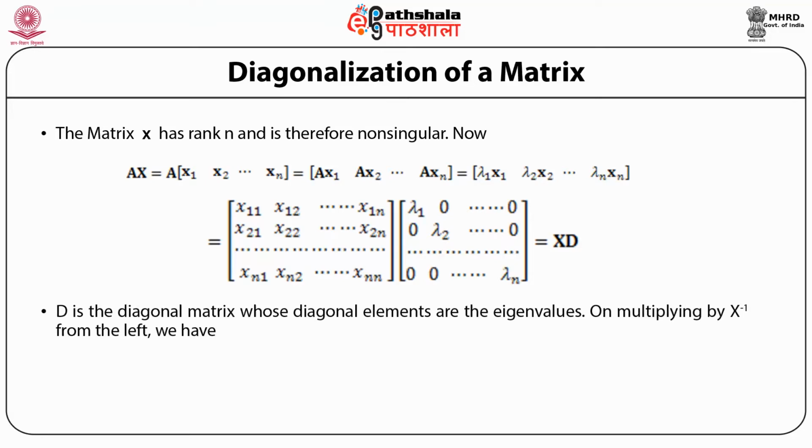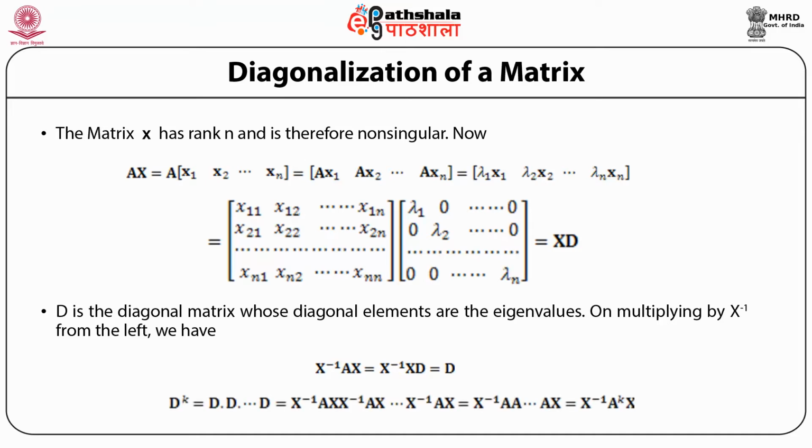D is the diagonal matrix whose diagonal elements are the eigenvalues. On multiplying by X inverse from the left, we have X inverse into AX is equal to X inverse into XD, which equals matrix D. Now D raised to power k is equal to matrix D multiplied k times. This equals X inverse into A times X into X inverse into A times X, which is repeated k times.